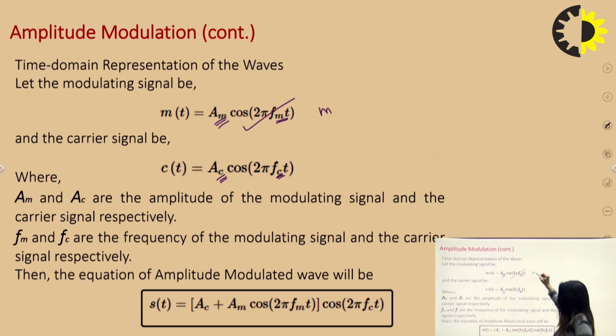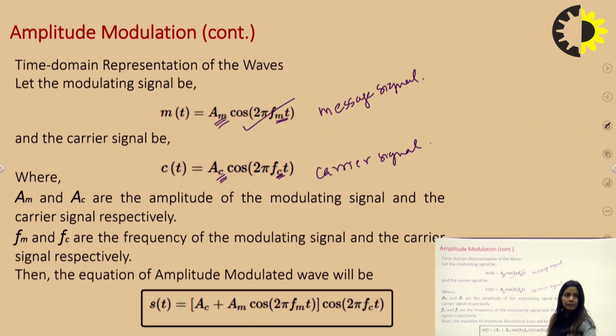This is my message signal, and this is my carrier signal. And where AM and AC are the amplitudes of the modulating signal and the carrier signal respectively. FM and FC are the frequency of the modulating signal and the carrier signal respectively.